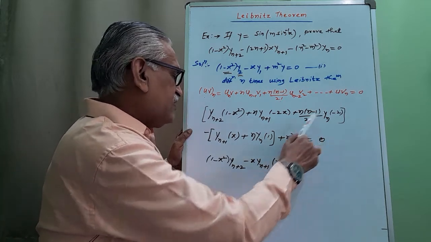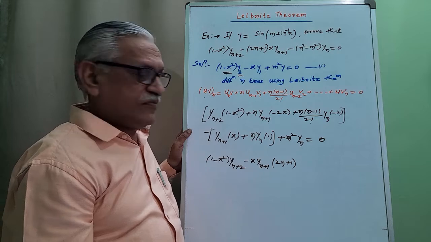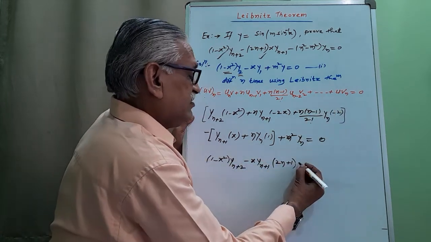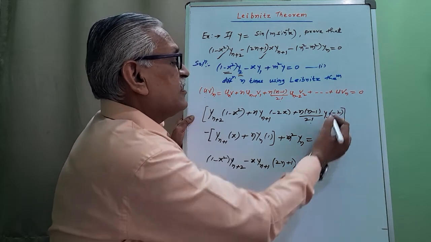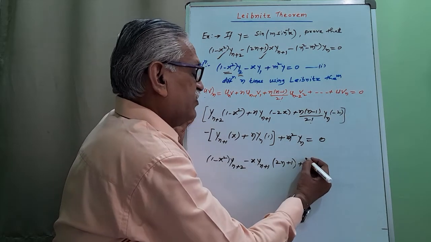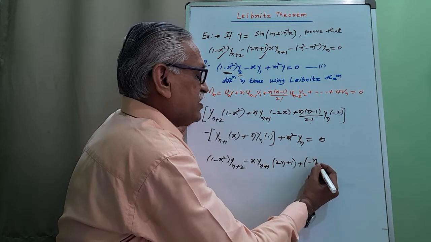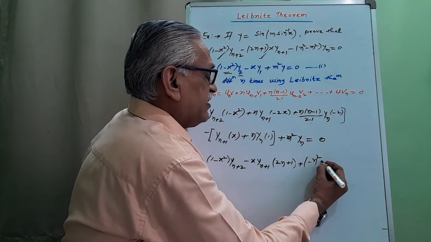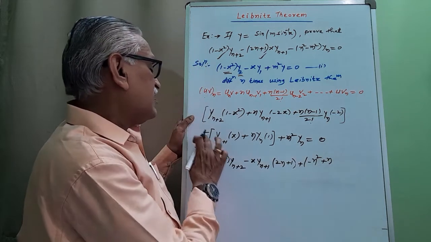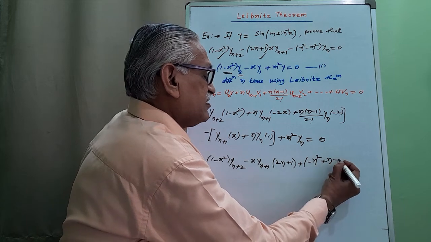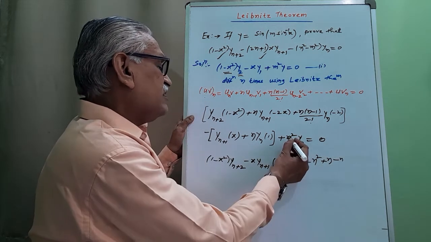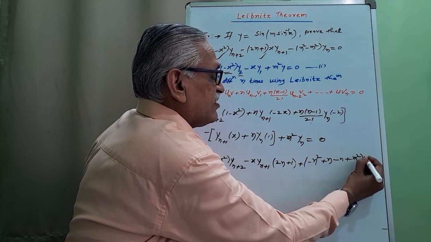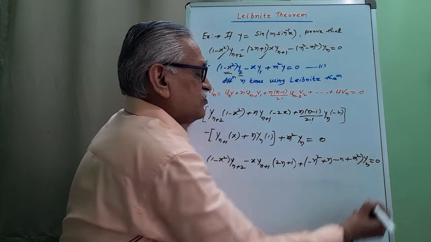Then from the 3 terms, I can take y_n common. We get plus, multiplying by the minus sign, minus n square, minus minus plus n. This one is minus n, and plus m square, into y_n is equal to 0.